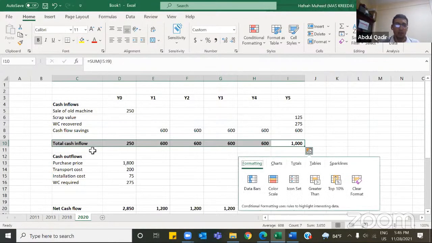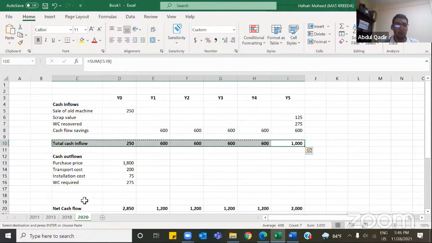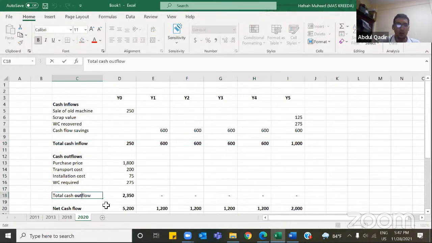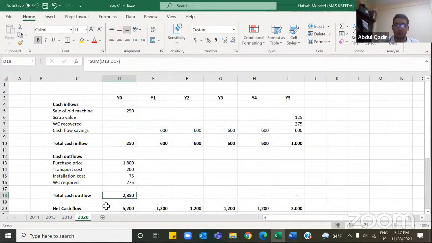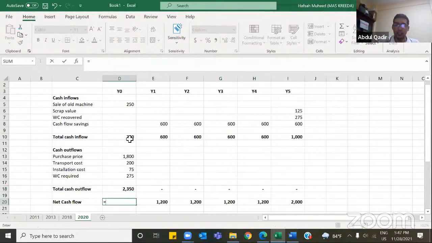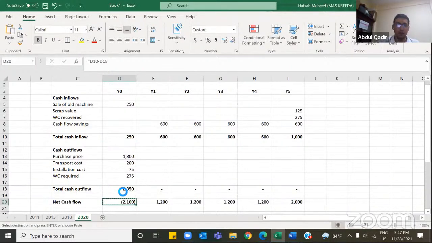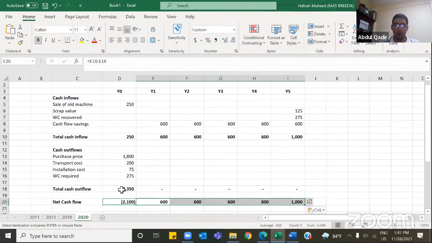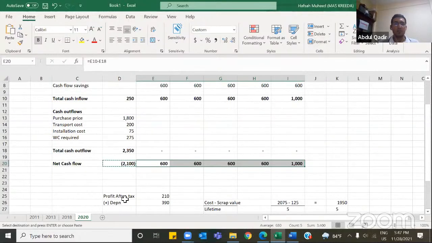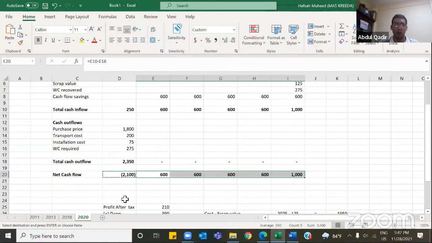You can just take the total cash outflow. There is not much of cash outflow in the other years. And then you take the net cash flow, which is the cash inflow minus the cash outflow. Yeah, right? So this is your answer for the first one.